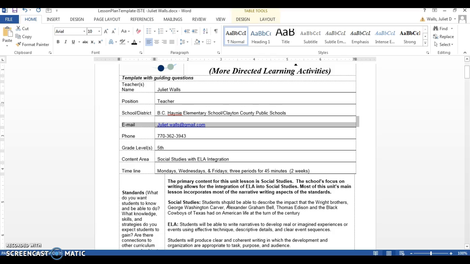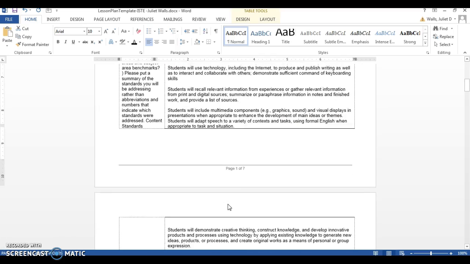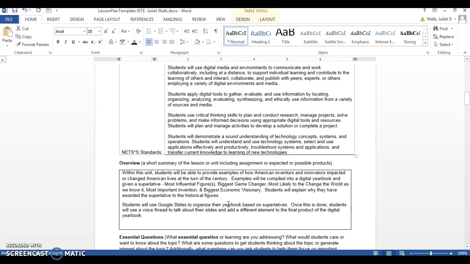When I say selections, I'm talking about superlatives that students had to award historical figures, like most influential figure, biggest game changer, most likely to change the world as we know it, most important invention, as well as the biggest economic visionary. This really allowed the students to use higher order thinking skills, to analyze and evaluate the material that they've learned and compile it within our digital yearbook.